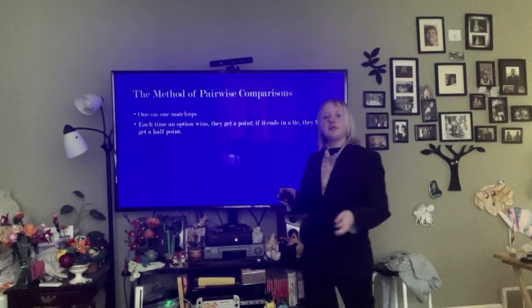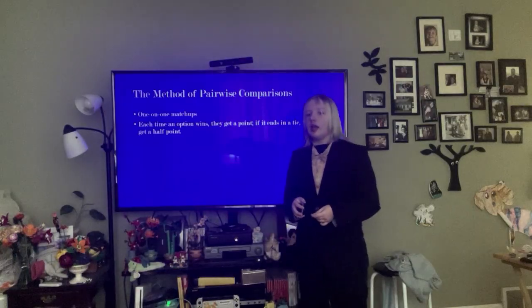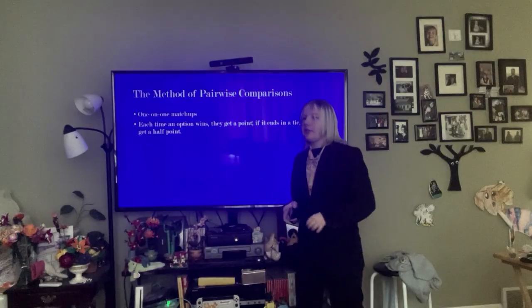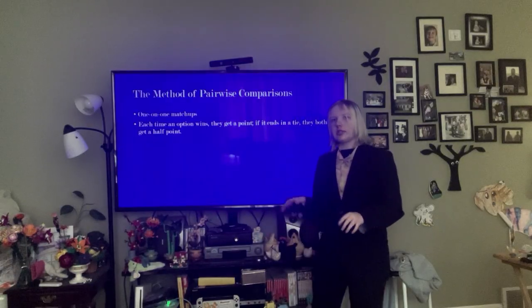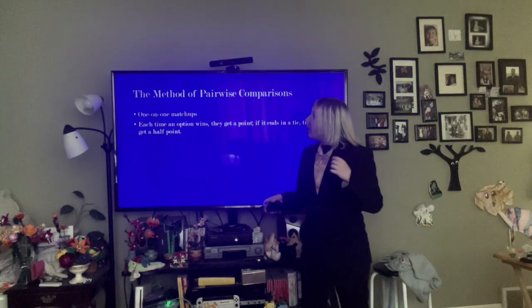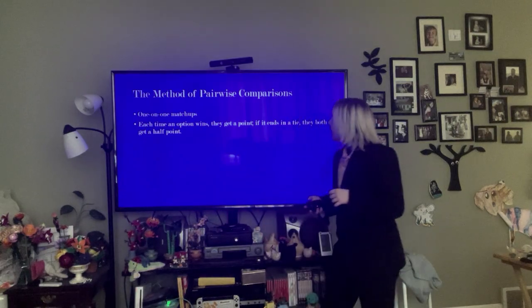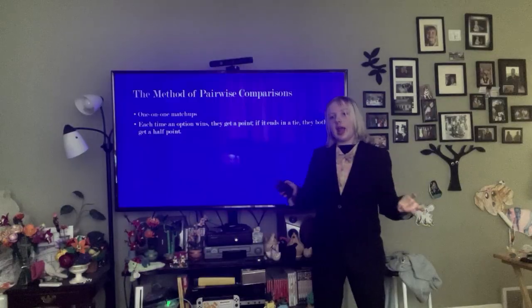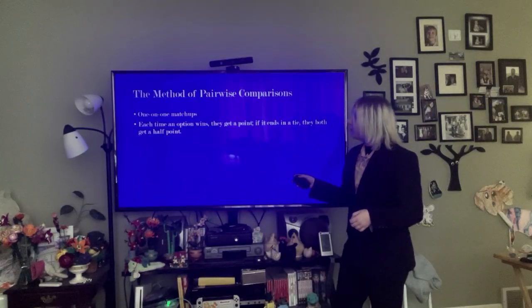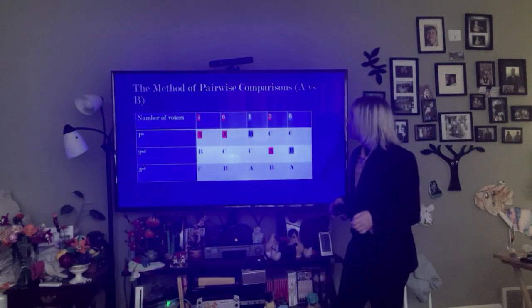Next is the method of pairwise comparison. When you're using the method of pairwise comparison, you have many one-on-one matchups, like a fun little sports game except it's voting. Each time an option wins, they get a point, and if it ends in a tie, they both get half a point. So, we're going to go to our example.